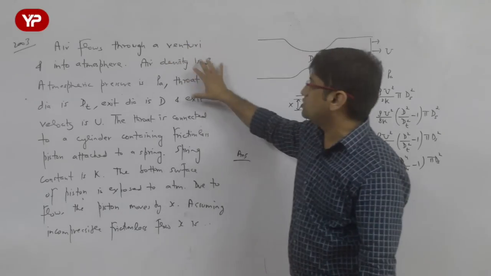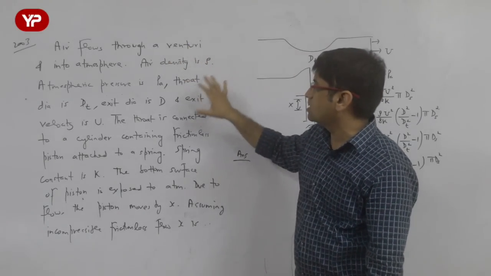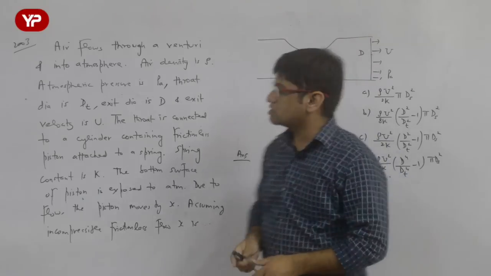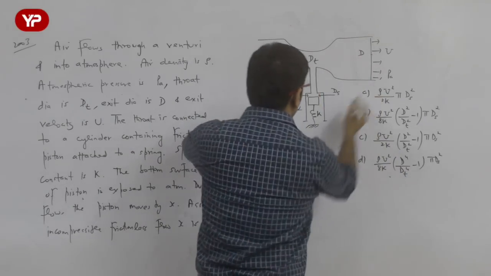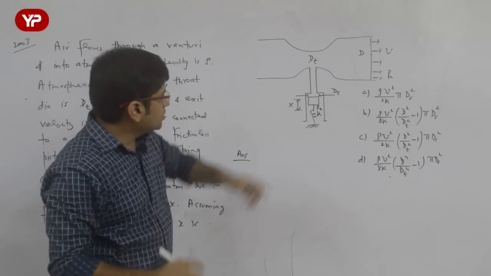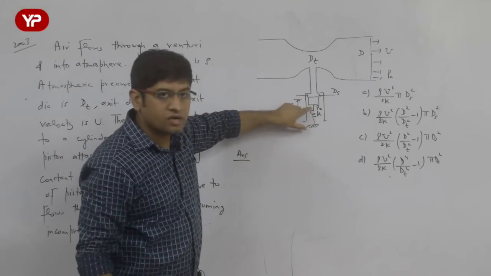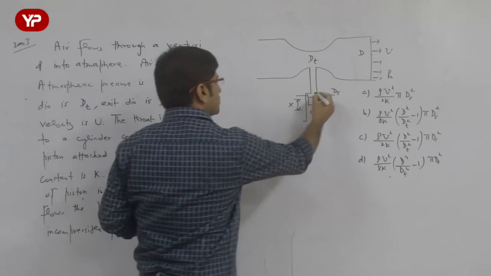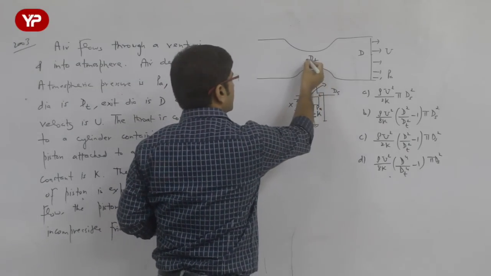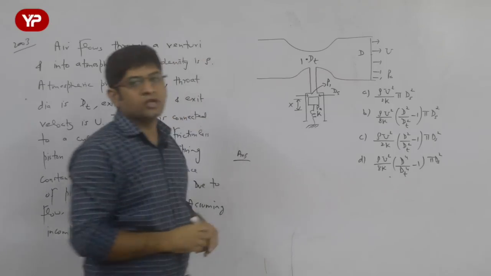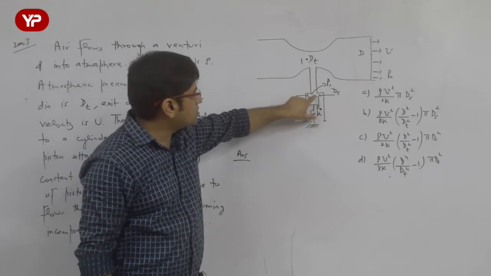So air flows through the venturi into the atmosphere, the density of air is given, atmospheric pressure is given as Pa, and that means the pressure at this point is Pa, and the pressure at this side of the piston is also Pa. Understand one thing: on one side of the piston, which is open to atmosphere, pressure is Pa, and on the other side of the piston, pressure is the pressure at the throat. Let's call it section 1. So pressure on this side of the piston is P1.